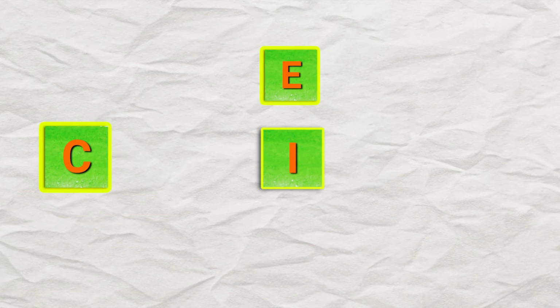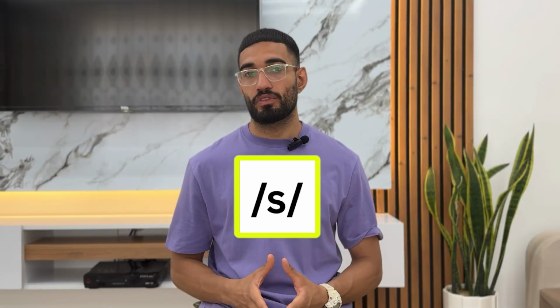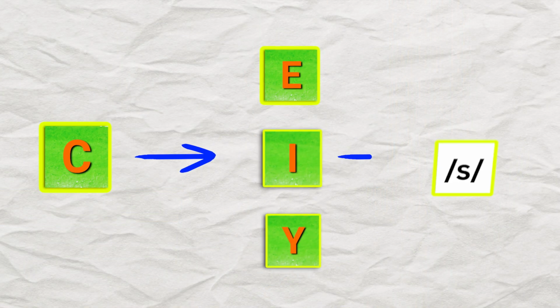Well, there's actually a simple rule. When the letter C comes before E, I, or Y, it usually makes the S sound. For example, city, center, circle, cycle. Of course, English loves exceptions, but this rule works most of the time. So remember, C plus E, I, or Y, usually S. That little rule will help you pronounce hundreds of words correctly.